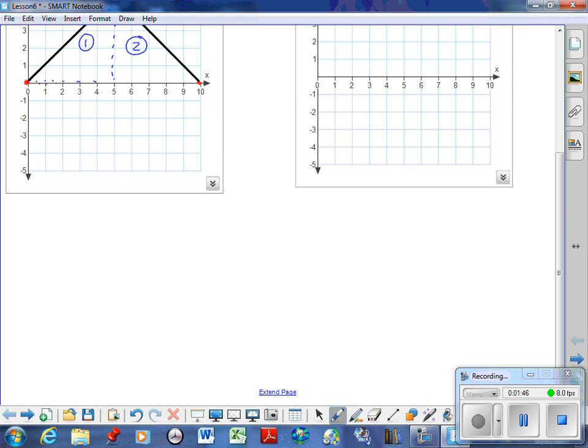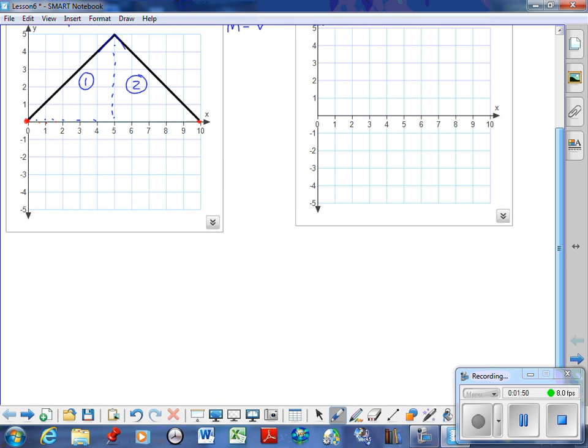So doing some calculations, I'm going to bring the graphs down just a little bit so I can see them. For segment 1, velocity, I'm going to stick with delta y over delta x. When I'm given a graph, I might as well keep it simple. So my delta y is the height. I'm going to go with the full triangle, so that's 5, and the time is 5. So that means that my resulting velocity was 1 meter per second.